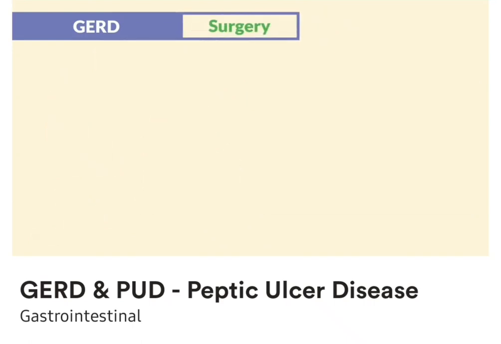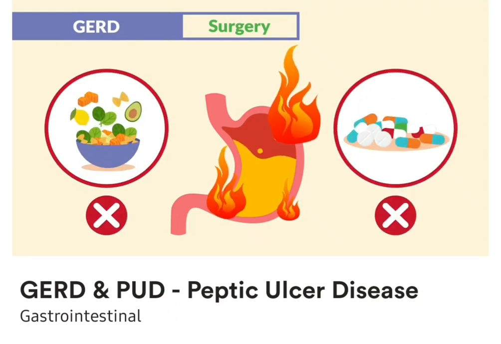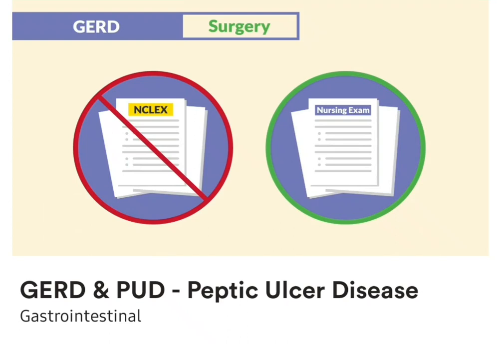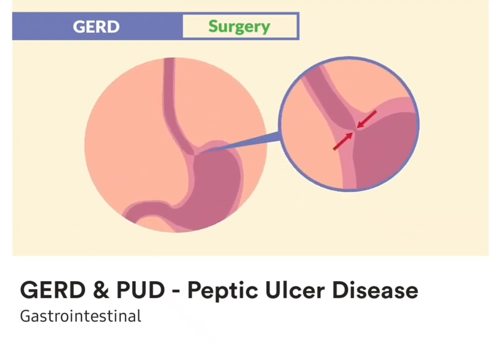Now, in terms of surgeries, this is our last line therapy if diet and drugs don't work. Not really common on the NCLEX, but it may show up on your nursing exams. Our main goal here is to tighten up that LES, the lower esophageal sphincter, the opening between the stomach and the esophagus, which stops the acid from backing up.